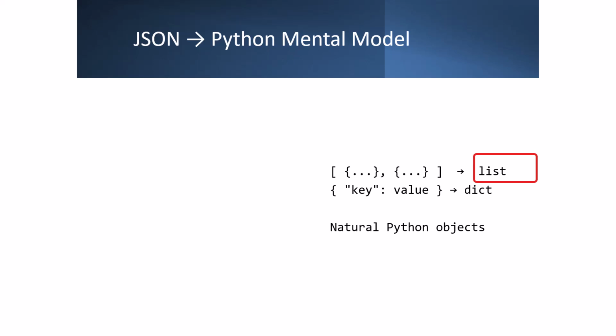Now let's see the JSON to Python mental model. The key idea to remember here is the mapping. A JSON array becomes a Python list and a JSON object becomes a Python dictionary. Once the file is loaded, you are no longer dealing with JSON syntax, you are working with normal Python data structures.